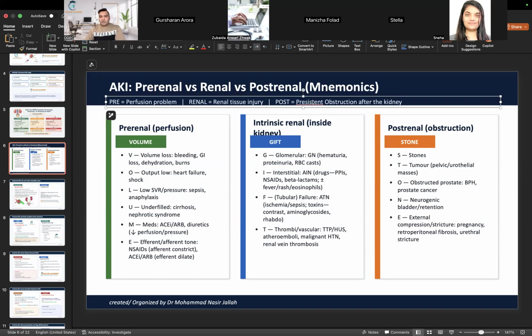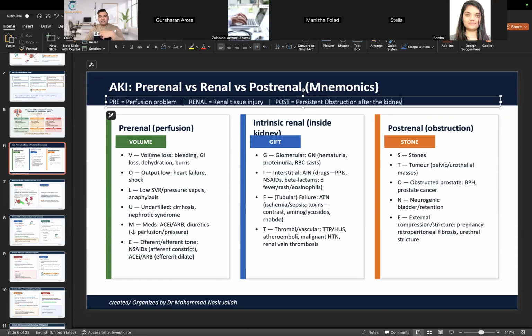Persistent obstruction, after the kidney itself. Okay. So now for pre-renal, I made a mnemonic: VOLUME. VOLUME for pre-renal, GIFT for renal, STONE for post-renal. So what does VOLUME stand for?